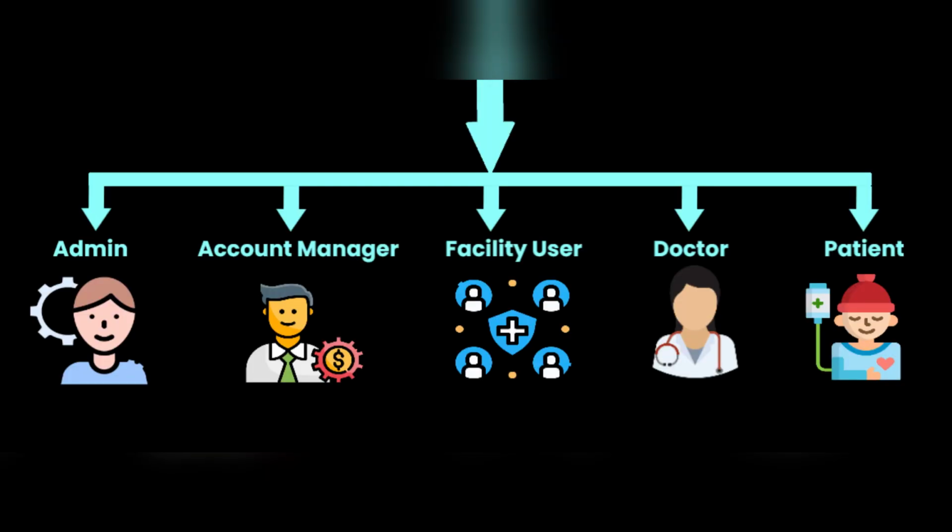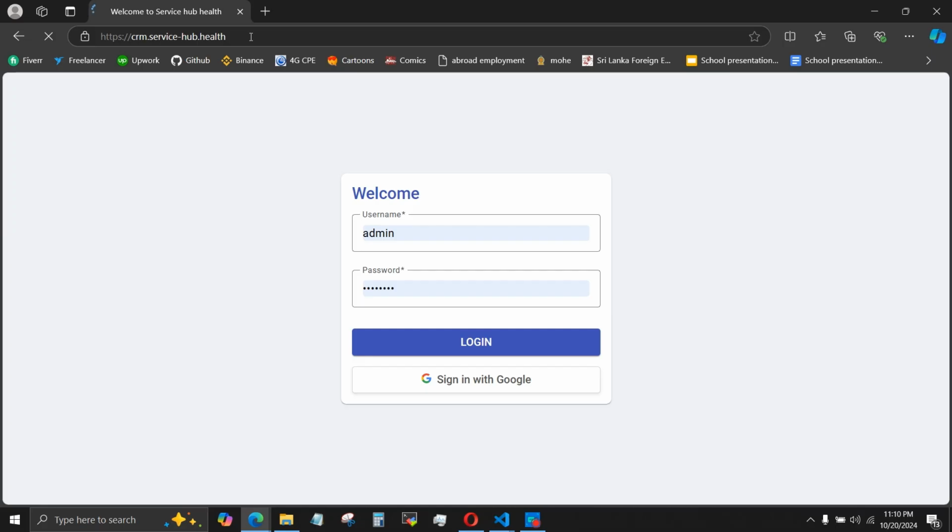Now let's have a look at the user levels we have: admin, account manager, doctors, patients, and finally facility users. A facility is a hospital, clinic, or lab. So a facility user means someone who works in that facility. Now we are gonna have a quick look at the app.